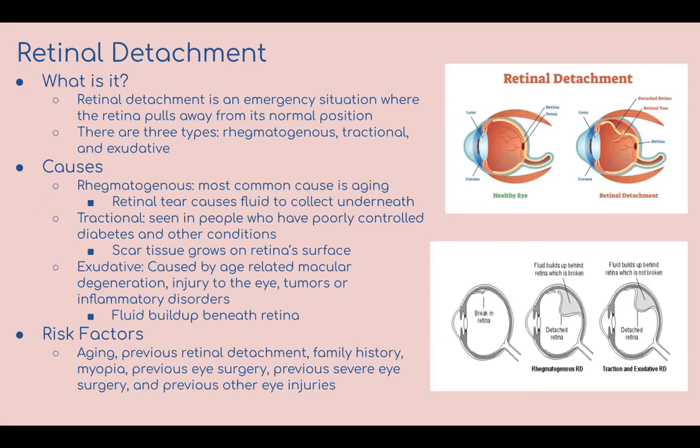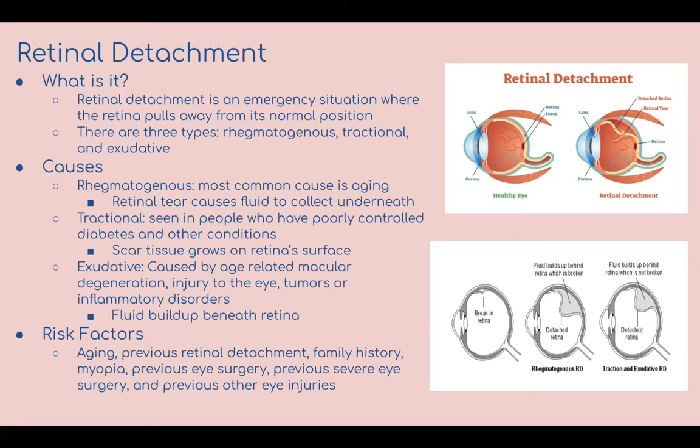The most common cause of this one is aging. The next one is tractional detachment, which is seen in people who have poorly controlled diabetes or other conditions that change the normal blood supply of their bodies. And this is important because if the normal blood supply is changed, then there are going to be new abnormal blood vessels that are formed and they grow in a disorderly fashion. And if they're not treated, then they can regress and leave behind scar tissue, which can then pull on the retina, pulling it out of place and again allowing the vitreous gel to get behind it and push it out of place.